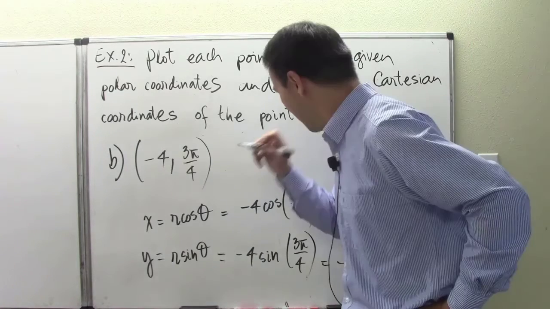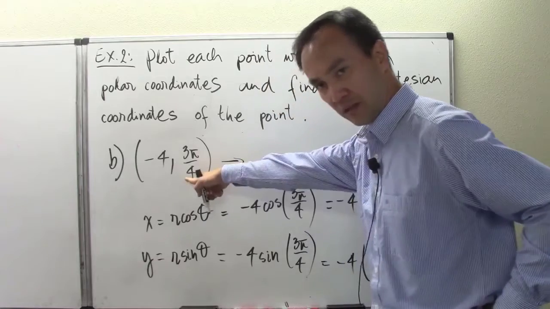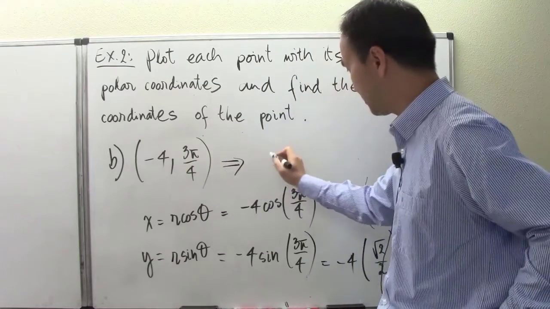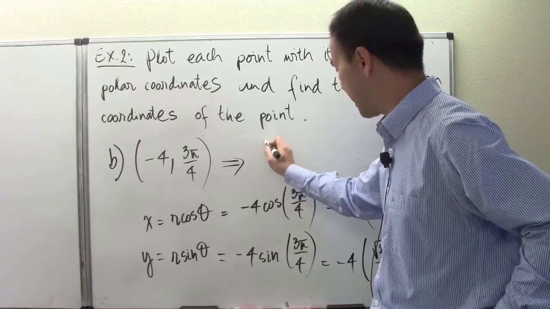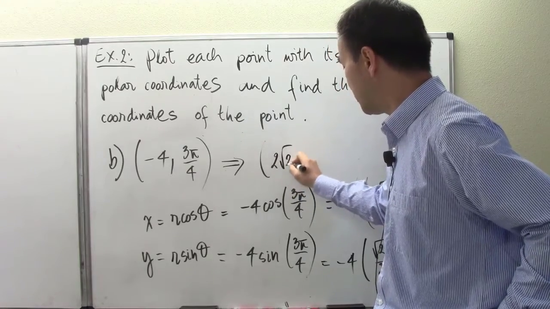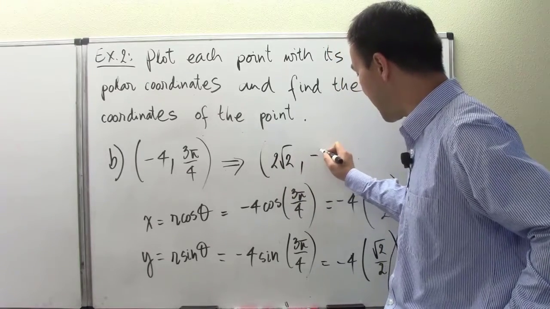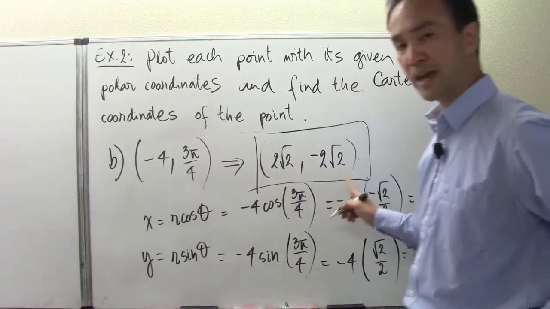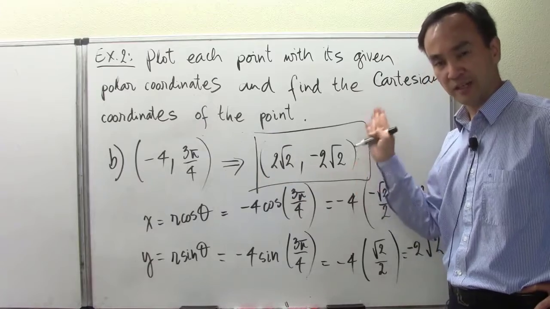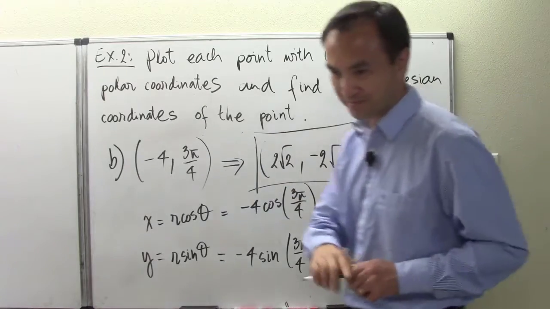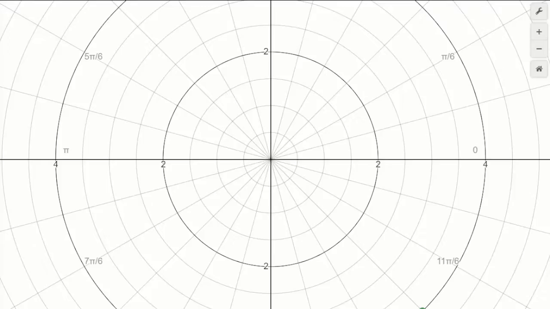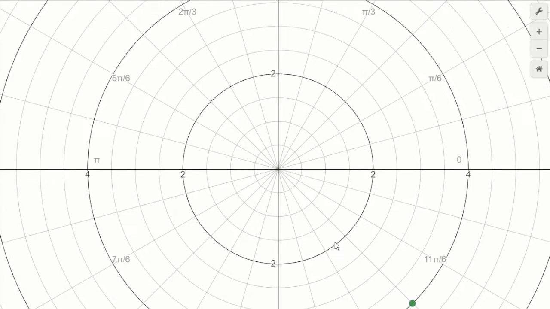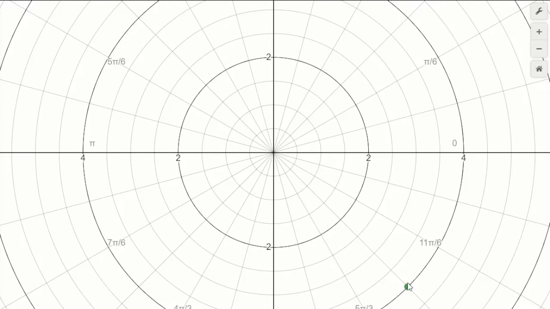So that means this point, currently in polar coordinates, can be expressed in rectangular coordinates as 2 square root 2 comma -2 square root 2. This is, ladies and gentlemen, the same point now expressed in rectangular coordinates. Let's double confirm with that. On our browser here, on Desmos, this is the point. The point is placed right here.